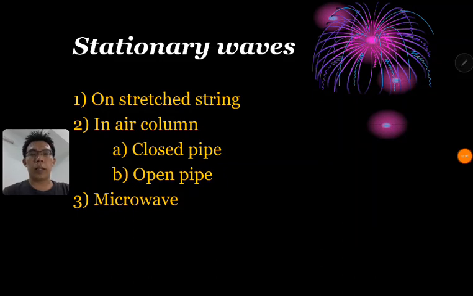Alright, in this video or following videos, we might need more because there are a few things here. We're going to see how stationary waves can be formed in different situations. Number one is that you can use a stretched string. Number two is that you can use an air column, either closed pipe or open pipe. Closed means one end closed. Open pipe means both ends open.